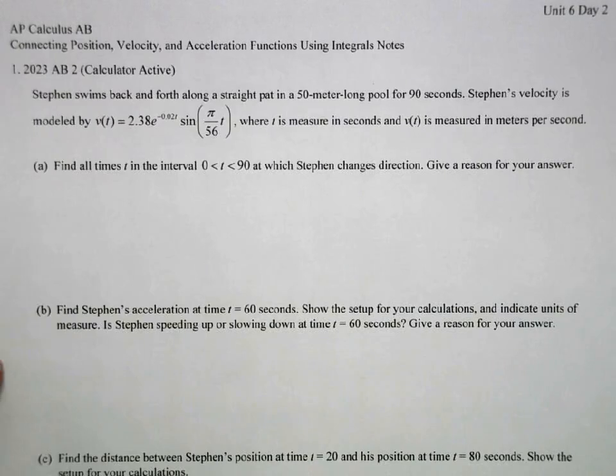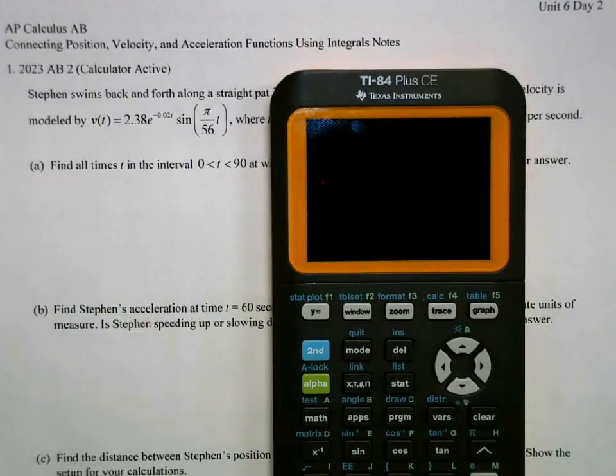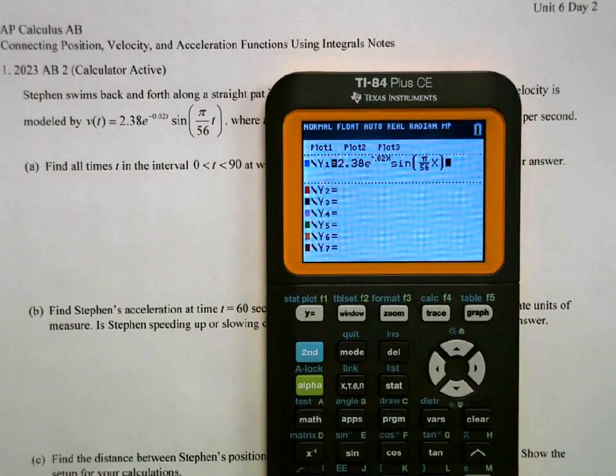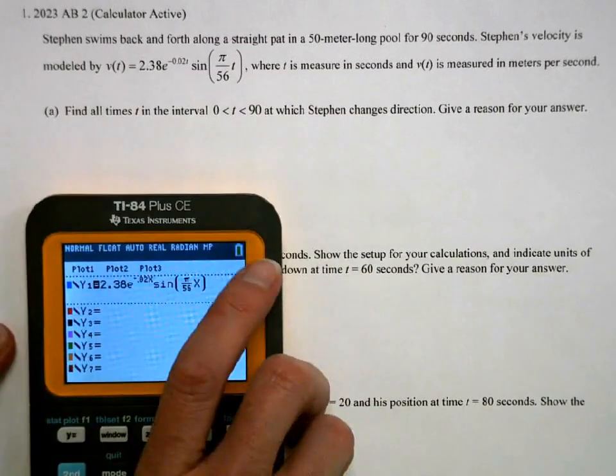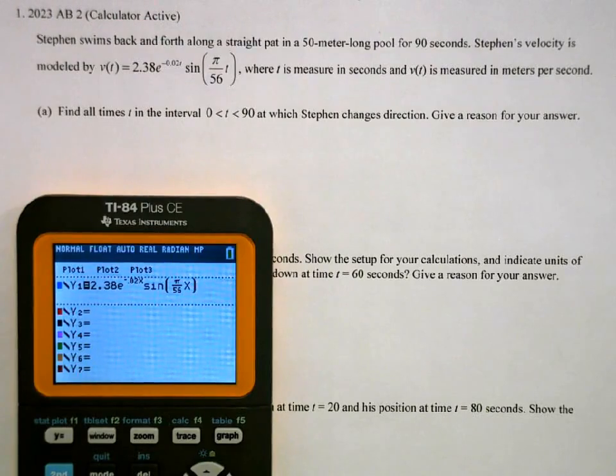So the very first thing I'm going to do is enter that equation into my calculator, into my y equals, so that I can do whatever I need to with that equation. We entered it into the calculator, and then anytime I need to do something with it, we can just refer to y1. So part A: find all times in the time interval 0 to 90 at which Steven changes direction.